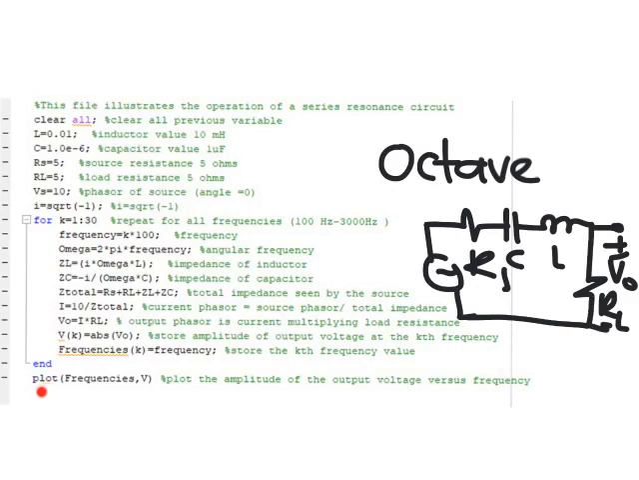And then at the end, I plot the frequencies on the x-axis, and on the y-axis I have the modulus of the output voltage. As we agreed, this circuit is a band-pass filter, so at one frequency, you see that your response will suddenly peak. This is what you're expected to do in the lab. You'll be able to show this in the lab.